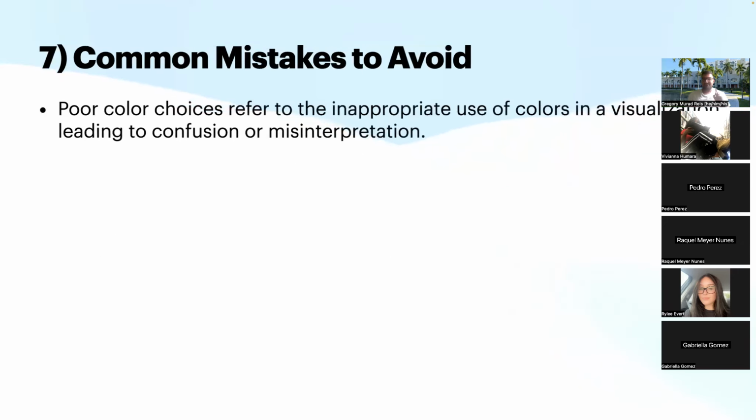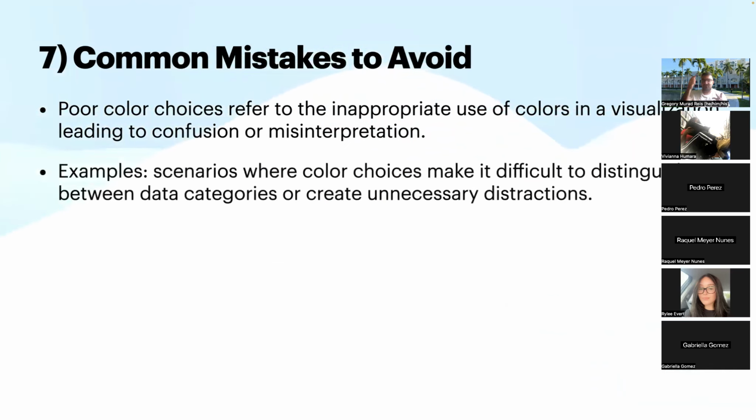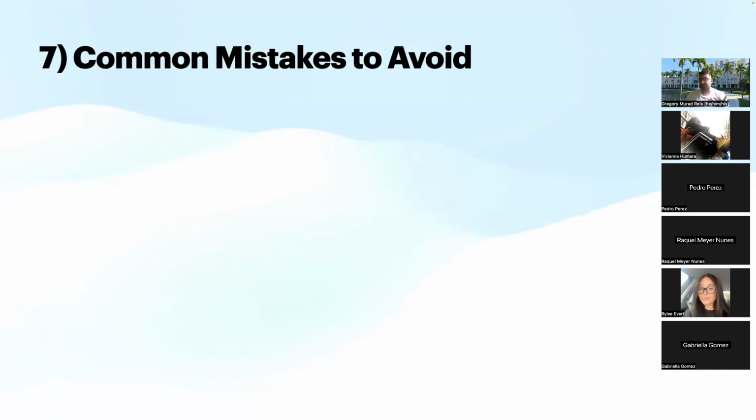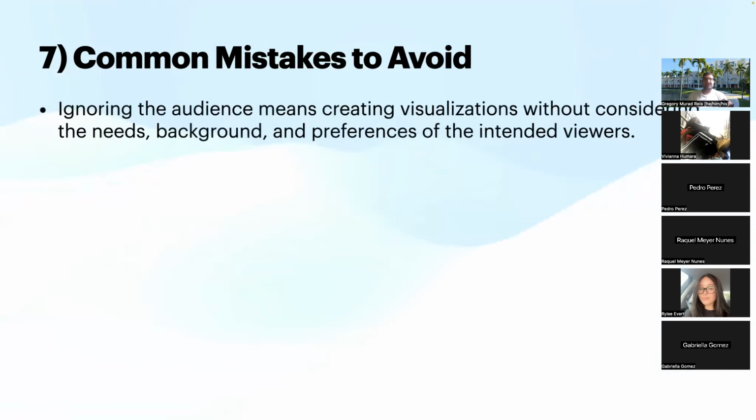So another common mistake in charts and visualization tools is poor color choices, right? Inappropriate use of colors that can lead to what I just mentioned earlier on, confusion and misinterpretation. So maybe the colors, the contrast is not good. It's difficult for you to distinguish between the data categories, and it can create unnecessary distraction. So you'll need to learn color theory for that.